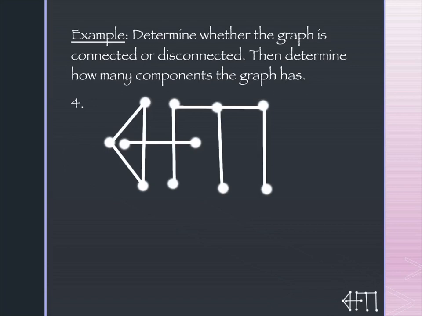The question asks us to determine whether the graph is connected or disconnected, and then to determine how many components the graph has. Components are connected pieces. Okay? It's important to remember what I said earlier about the fact that if you do not see a point on there, there's not a vertex there.